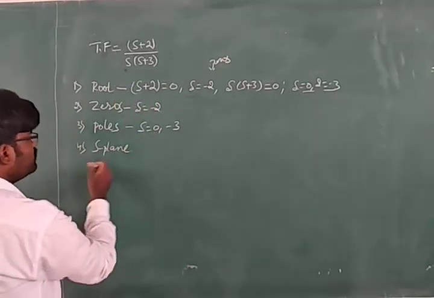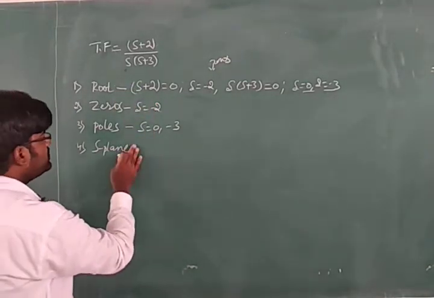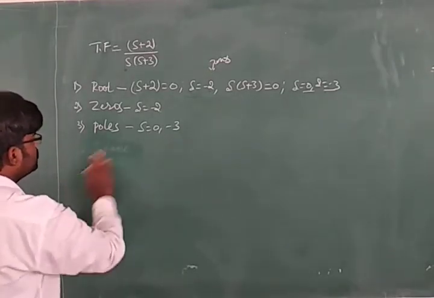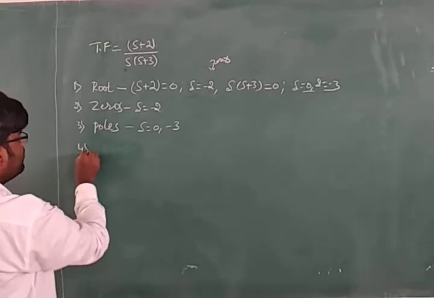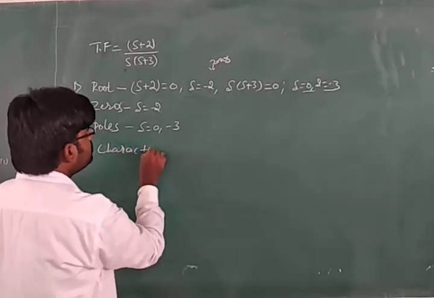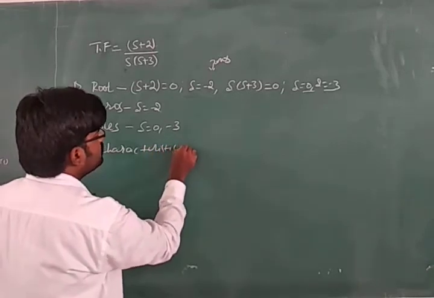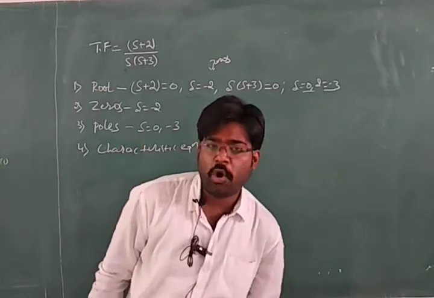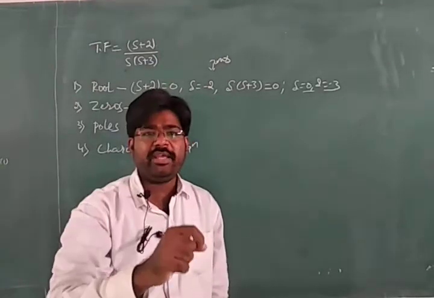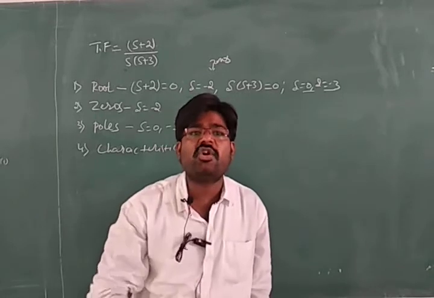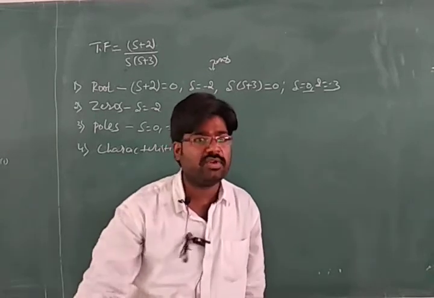Then next, one more important point is the characteristic equation. We will first cover the characteristic equation, then we'll see what is S-plane. So the characteristic equation is an equation which is obtained by equating the denominator of the transfer function to 0. Then only it is called the characteristic equation of that transfer function.